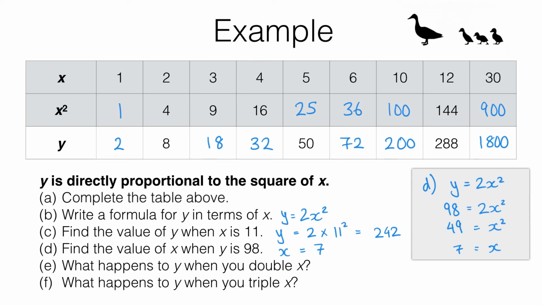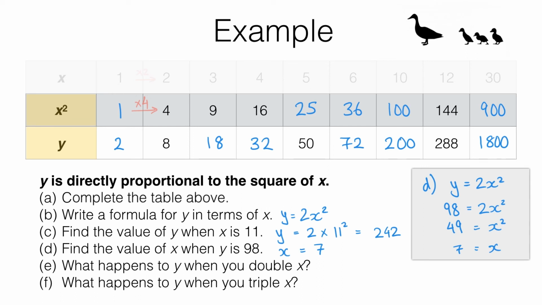Question E asks us what happens to y when you double x? Well, when you multiply x by a scale factor of 2, you actually multiply x squared by a scale factor of 2 squared, which is 4. For example, when x goes from 1 to 2, x squared goes from 1 to 4. Now, y is directly proportional to x squared. That means whatever scale factor we have for x squared has to be the same scale factor for y. So doubling x actually means that y is multiplied by a scale factor of 4.